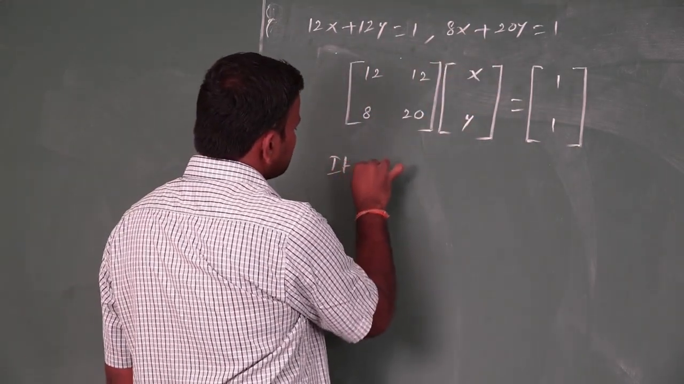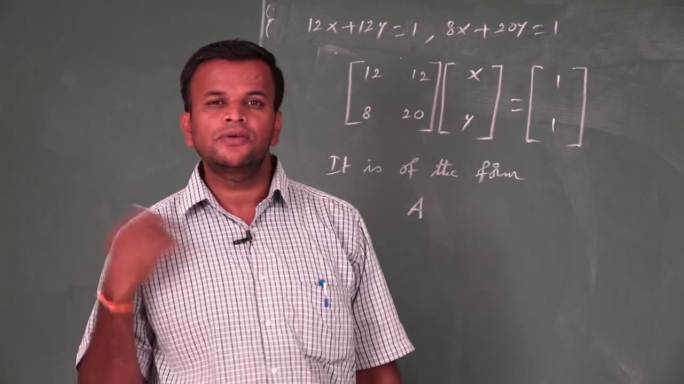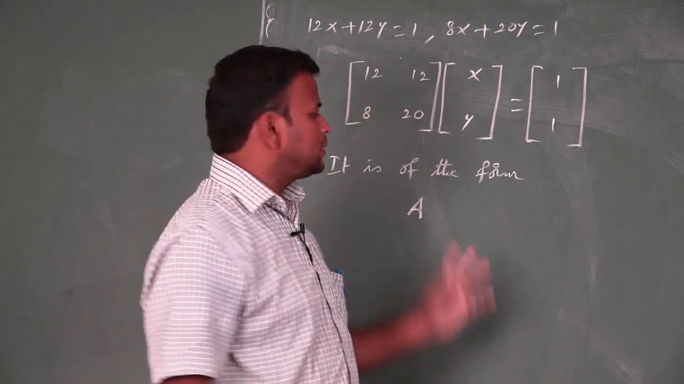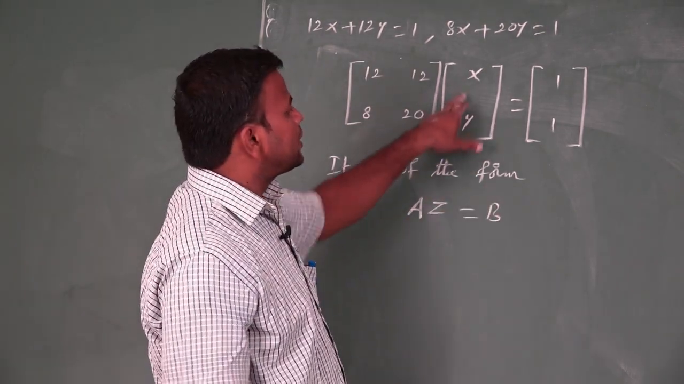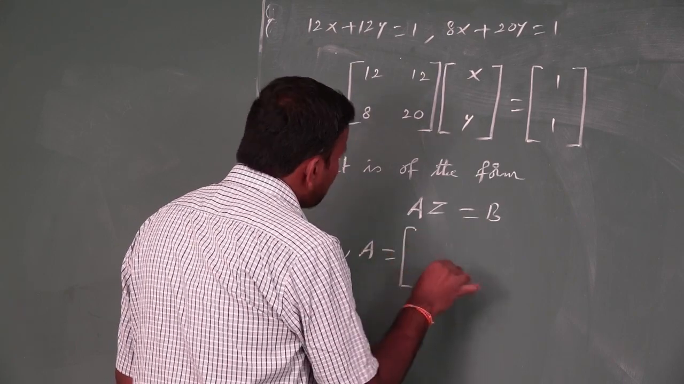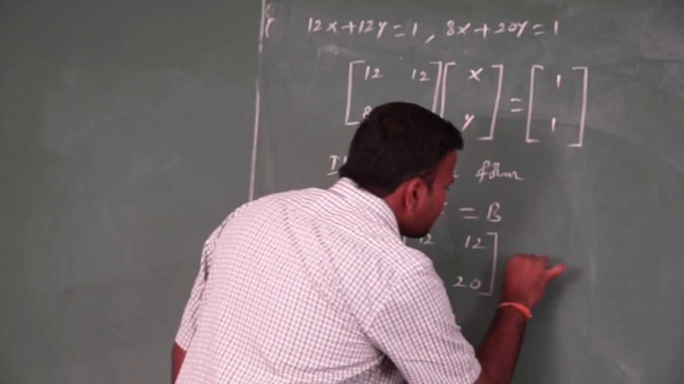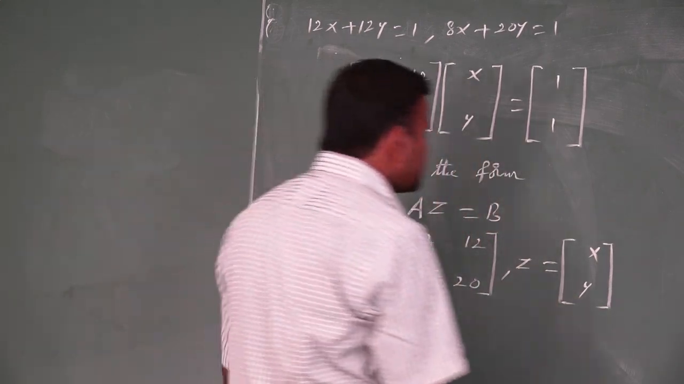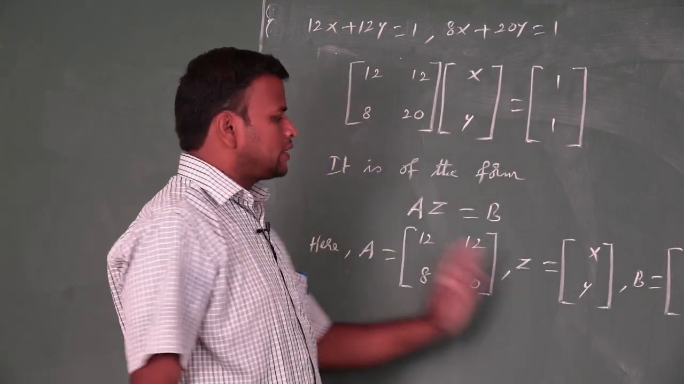Now it is of the form, generally we take it as AX is equal to B. But here capital X is nothing but 1 by x, so we will take another letter. For this sum I will take AZ is equal to B. Generally we take X, but capital letter X is already there, so I will take AZ is equal to B. Here what is the value of A? The value of A is 12, 12, 8, 20. The value of capital Z is capital X, Y, and the value of the matrix B is 1, 1. So it is A, Z and B.